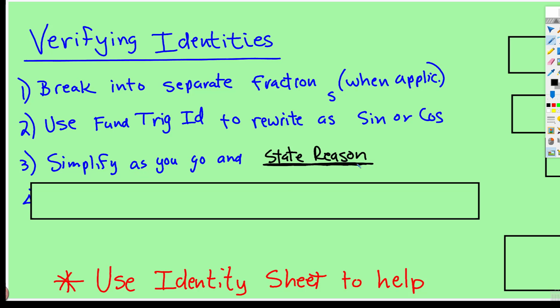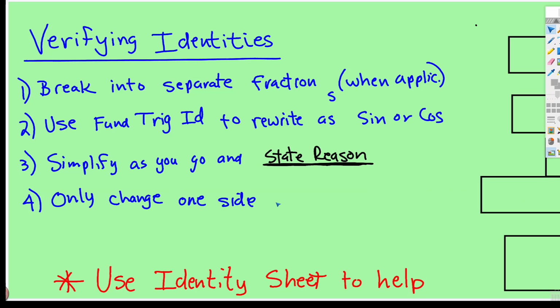And remember, on the other side of the equal sign, you're not changing this side. You're not changing it, but you are stating the reason. So if you saw sine squared theta plus cosine squared theta, and you rewrote the next step as 1, well, that reason would be Pythagorean theorem. All right. And then remember, you're only changing one side.